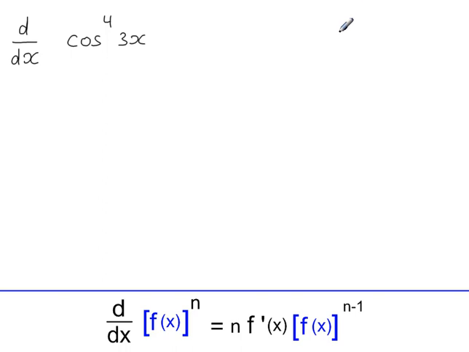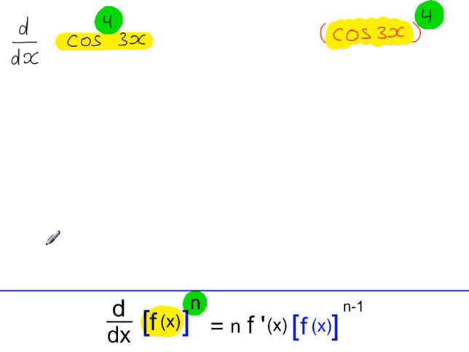In this example, what we have is cos 3x to the power of 4. So we can still use this formula. You can see the function inside the brackets is the cos 3x, like this, and the power is 4. So differentiating, use this convenient diagram, we know that if we differentiate cos, we get minus sine.